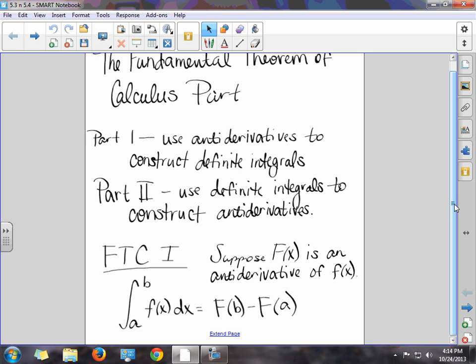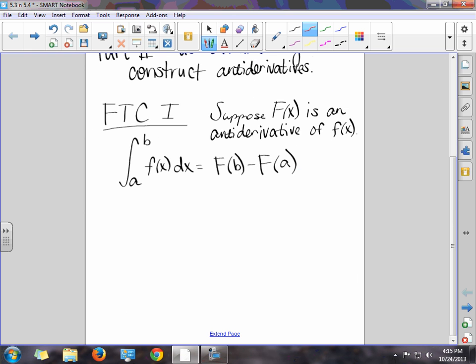So the fundamental theorem of calculus has two parts. I kind of broke it down for you in terms of words first. The first thing that I said for part one is where we take an antiderivative and we use it to construct a definite integral. And then part two, you kind of go backwards. This is where you use a definite integral to construct a function that will model the area, that's actually your antiderivative. So I've given you the first fundamental theorem of calculus right here.